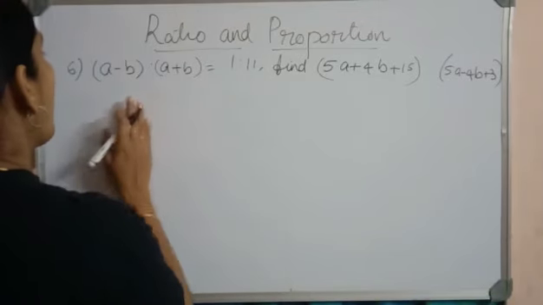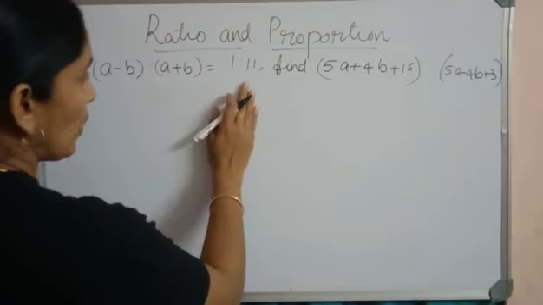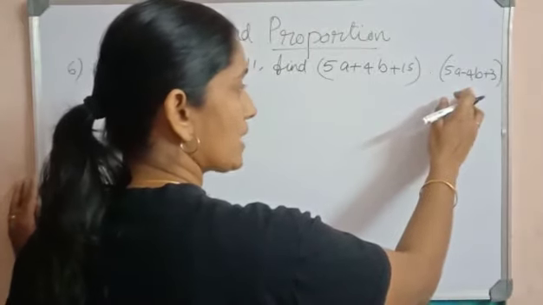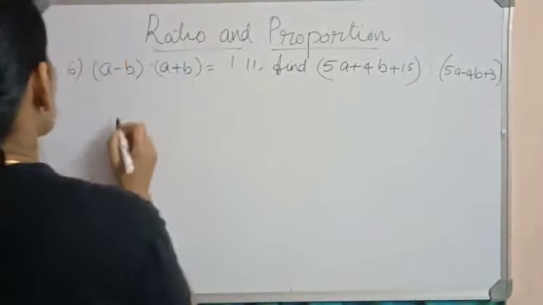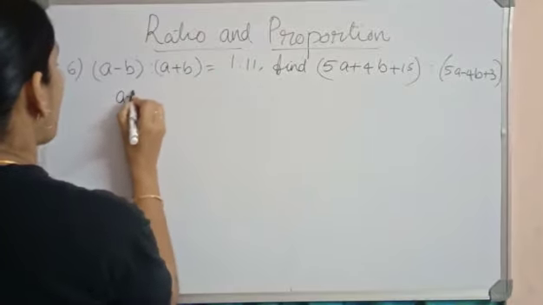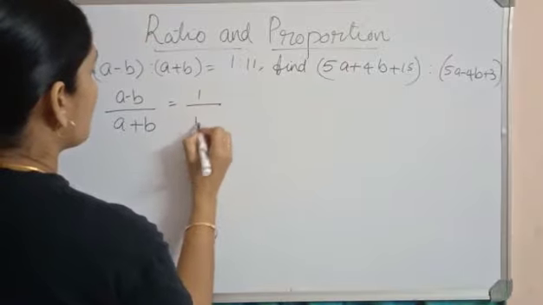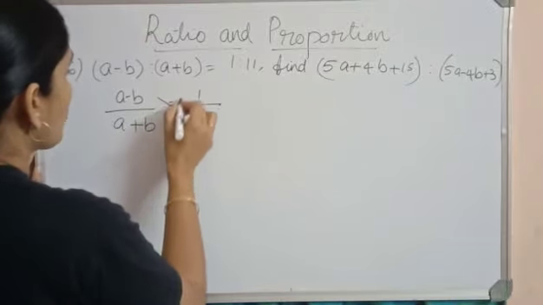Consider the next question. A minus b is to a plus b is equal to 1 is to 11. Find 5a plus 4b plus 15 is to 5a minus 4b plus 3. So let's write this in the fraction form. This is a minus b by a plus b is equal to 1 by 11. As in the previous case, let's cross multiply this.